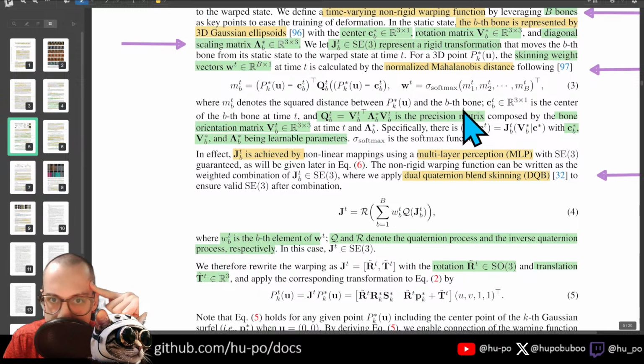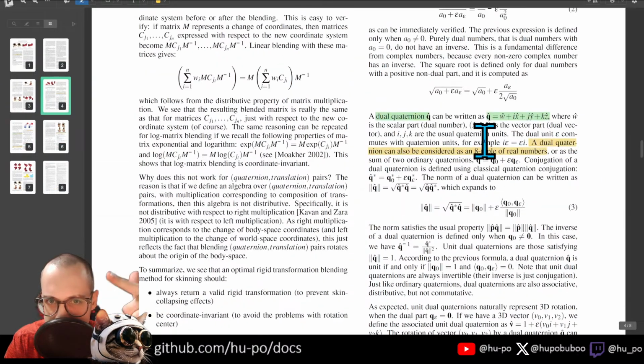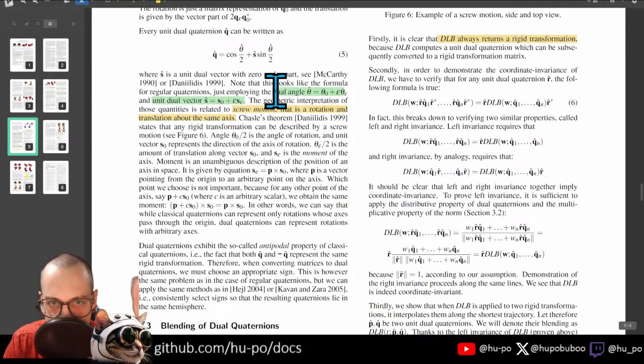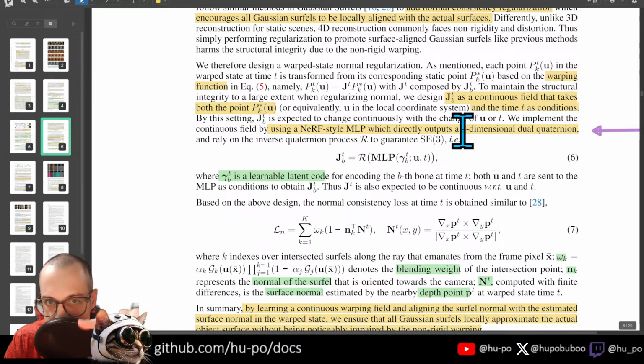But later on, I was a little bit confused because they were like, okay, our little MLP directly outputs a 6-dimensional dual quaternion. I was like, wait a second. That doesn't make any sense. You just said dual quaternions are 8-dimensional. So how are you getting a dual quaternion from 6 numbers? And I found the answer to that. You can also represent a dual quaternion in kind of like an axis angle or a screw motion. So rather than saying here are 4 numbers that represent a quaternion, you can say here are dual unit vectors and dual angles. And that's how they're getting 6 numbers to represent a dual quaternion.